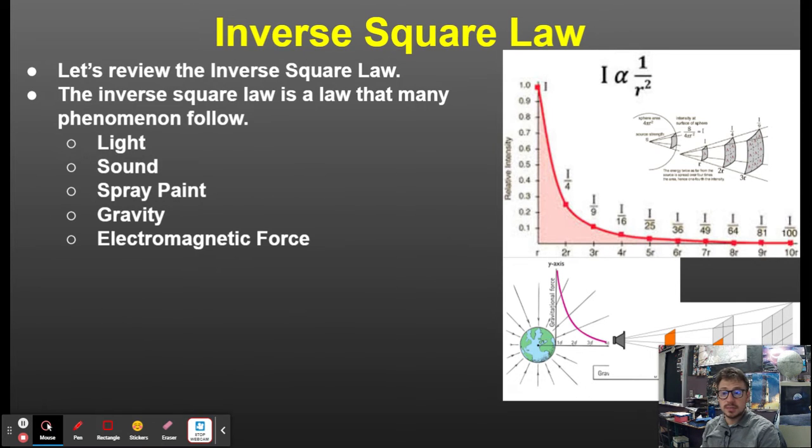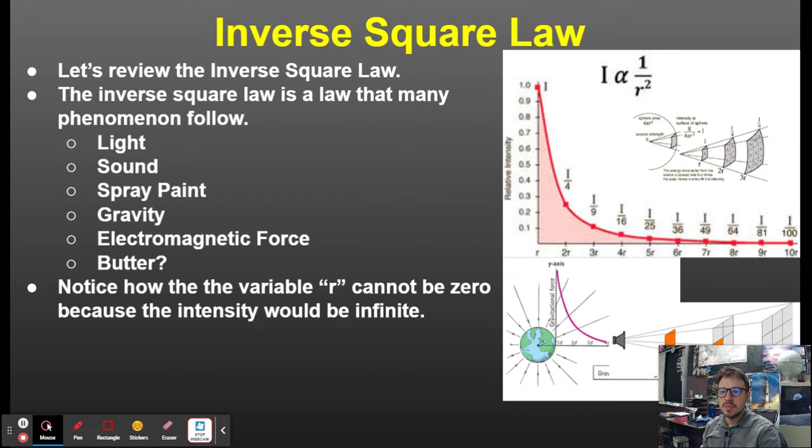Gravity is affected by the inverse square law and the electromagnetic force. And just as a joke, I put butter because there is a video that you can watch where somebody is showing how butter, if you shot butter from a butter gun, how much toast it could cover.